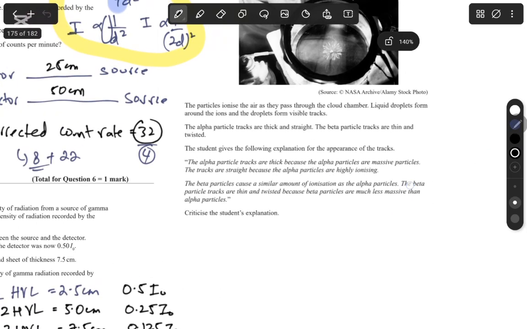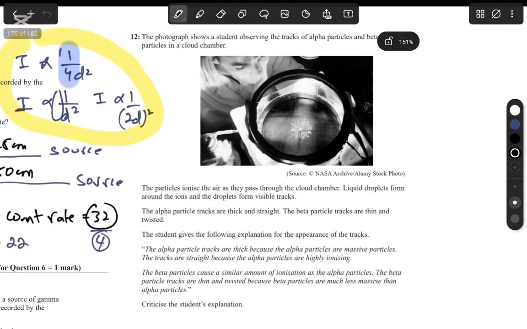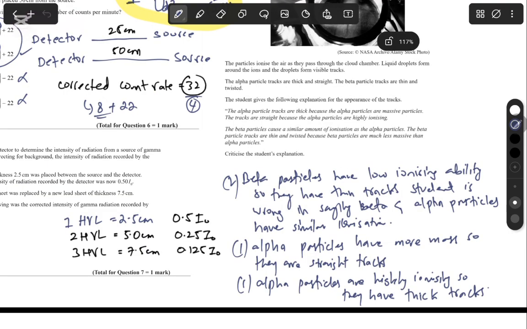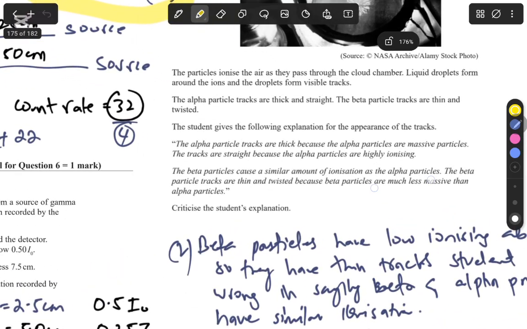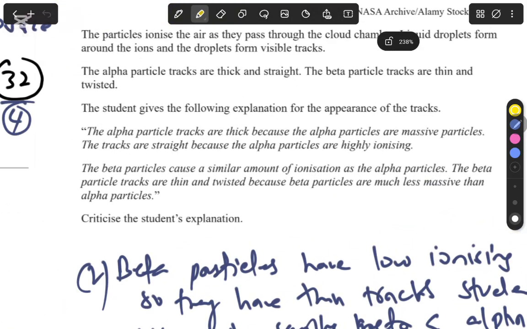Okay, let's move on to the last question. I'm not going to read this, it's going to take a lot of time, just read through it quickly. I've done this exam walkthrough of the same type of question before as well. So the answer to this question is that the student has really wrong statements here. It says alpha particles are thick because, no, alpha particle tracks are thick because alpha particles are massive. That's wrong. It's because of their ionizing ability. And then the tracks are straight because, now basically the student has swapped the statements. It should be the other way around.